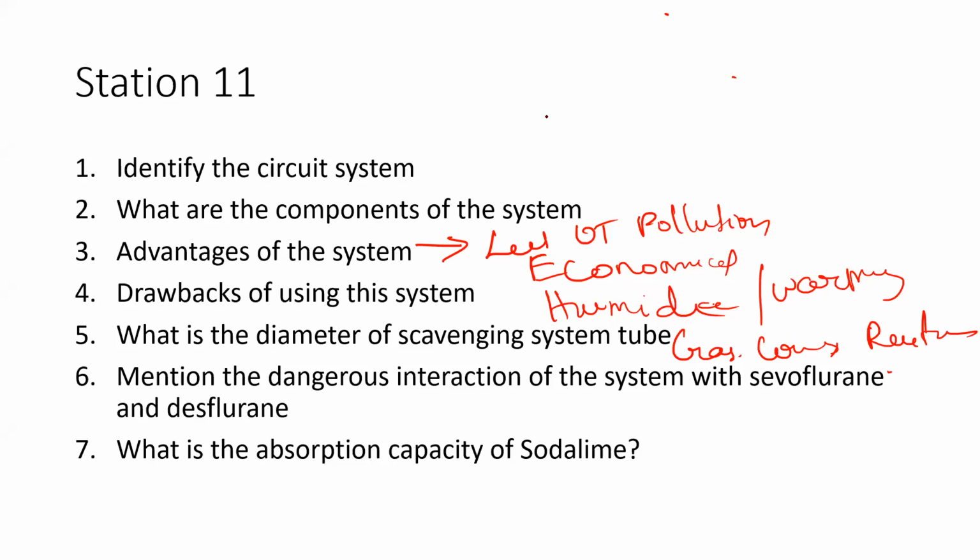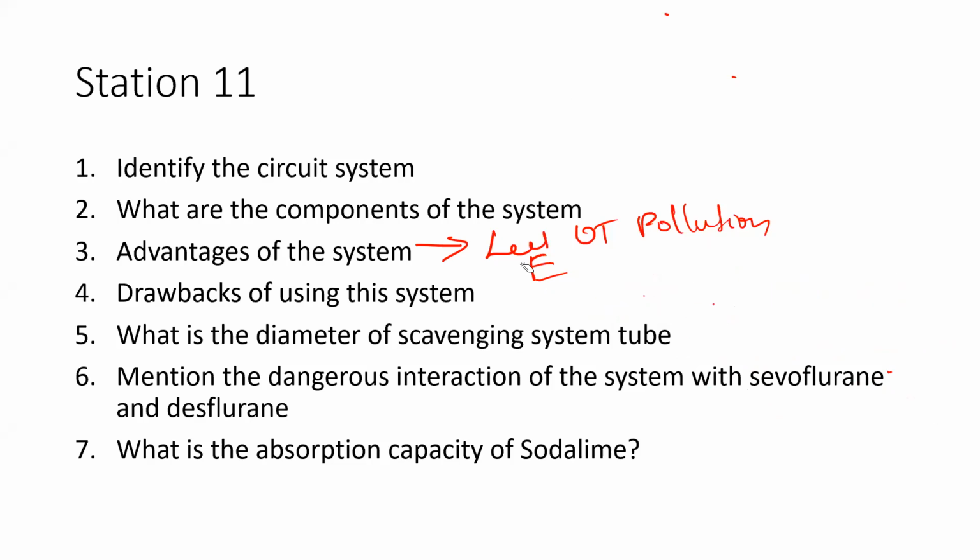Right, so less OT pollution, very economical. You can humidify, you can use low flows. Low flows are possible only with the circle system. So you can conserve the gas, you can reutilize the gases. So these are the main advantages. One of the lesser advantages is that the hands of the anesthesiologist are free, means no assistance is required. Okay, right. So what are the disadvantages or drawbacks of using the circle system?